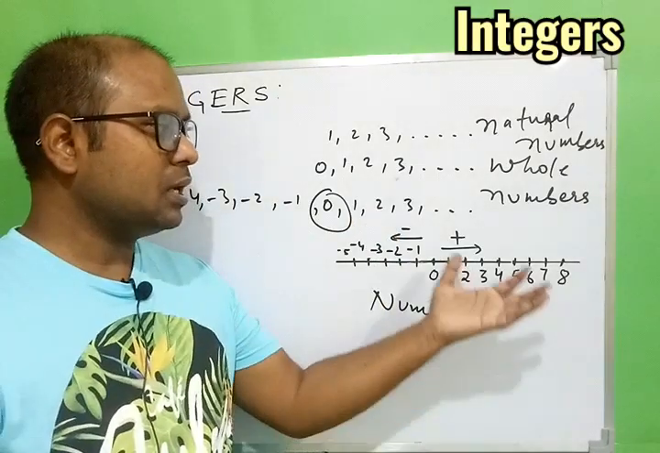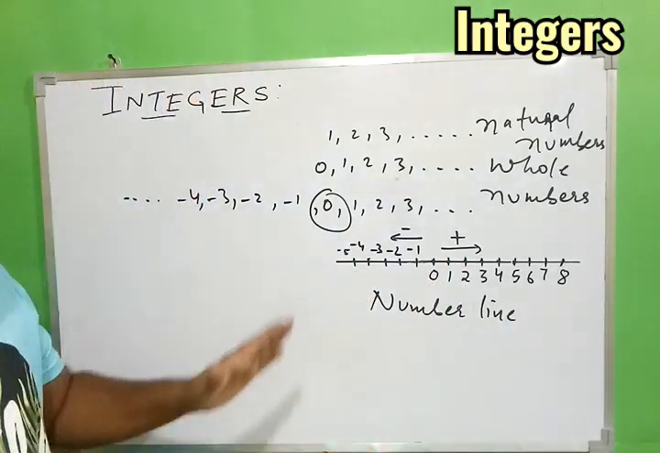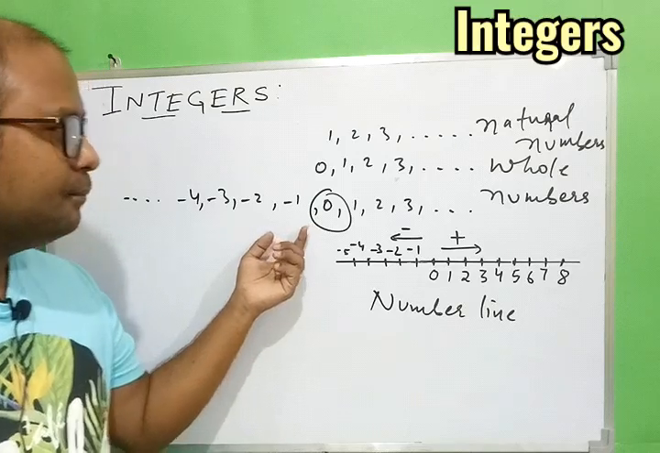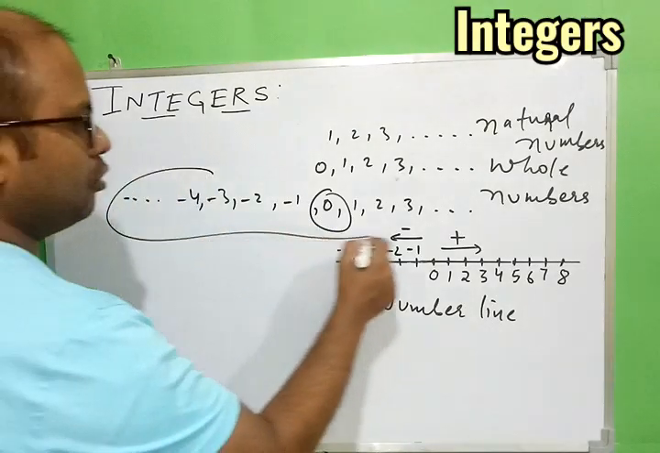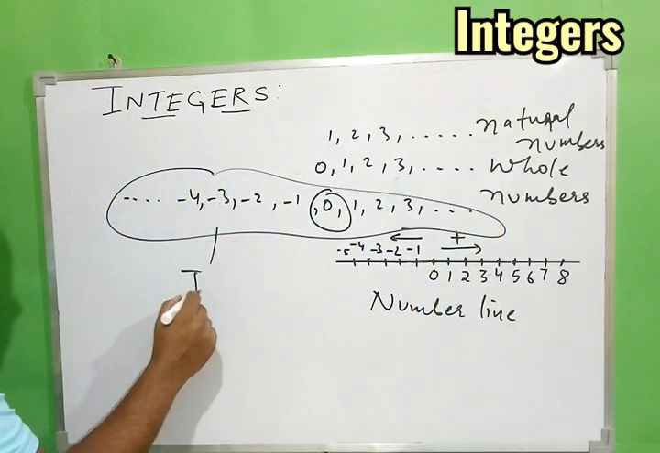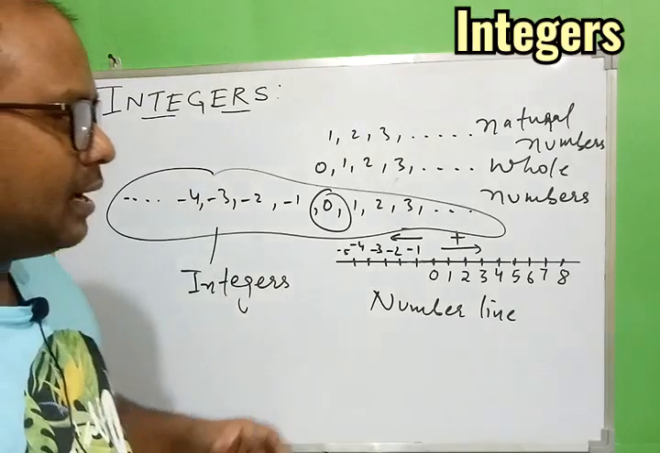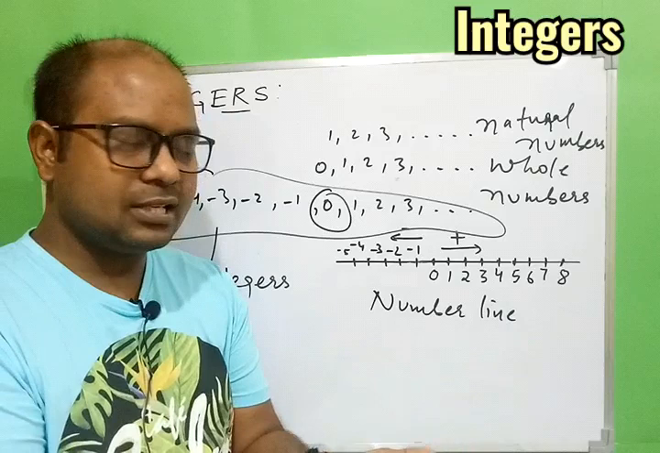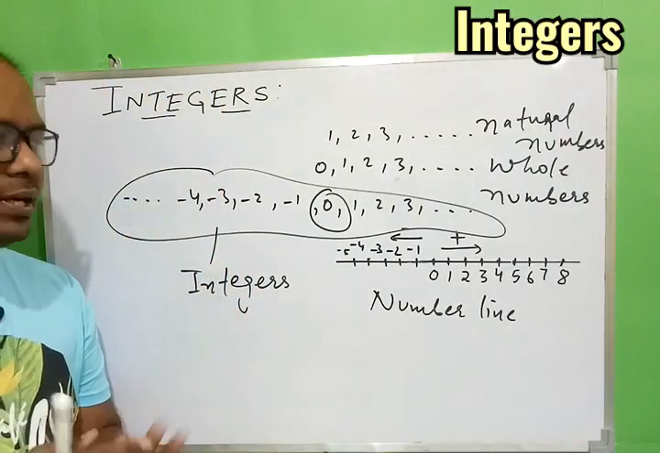So if you take the collection of all these numbers together, that is positive numbers, 0, which is neither positive nor negative, and the negative numbers together, it basically forms the integers. So we can have positive numbers, we can have negative numbers, we can have 0, and the collection of these numbers is basically called integers. That is the very first thing we need to understand here.